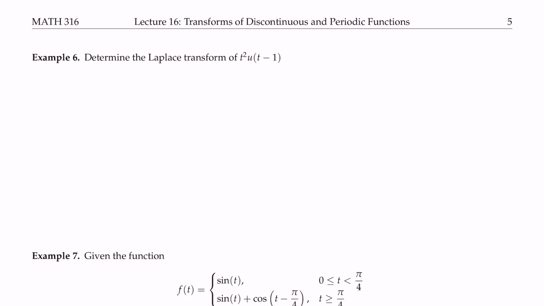Right, so move on to example 6. We want to determine the Laplace transform of this function, t squared times u of t minus 1. So very similar to example 5. You have to determine the shift, right? So c is equal to 1 in this case, and g of t is equal to t squared.